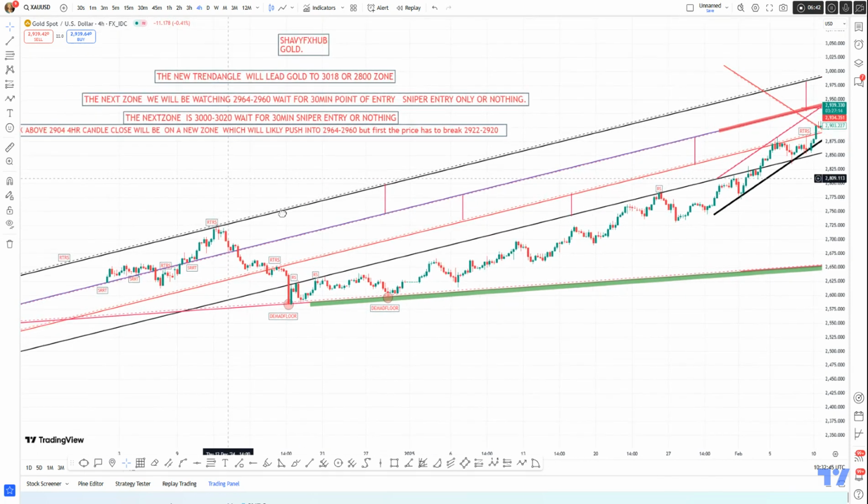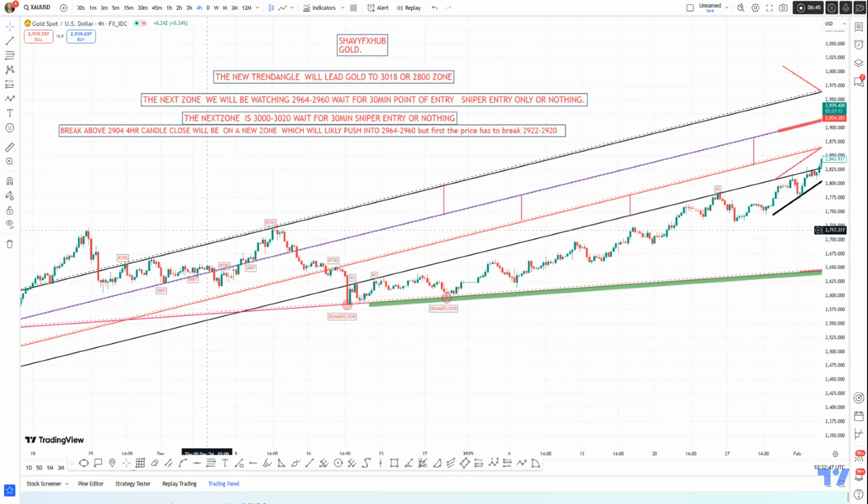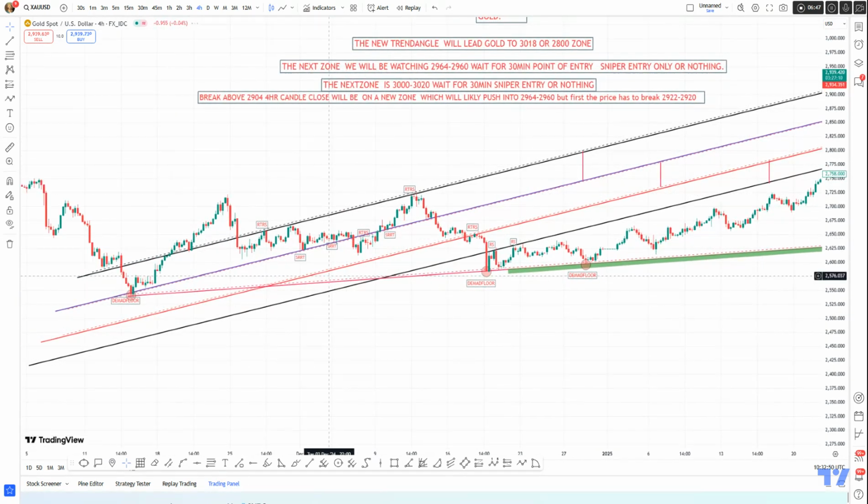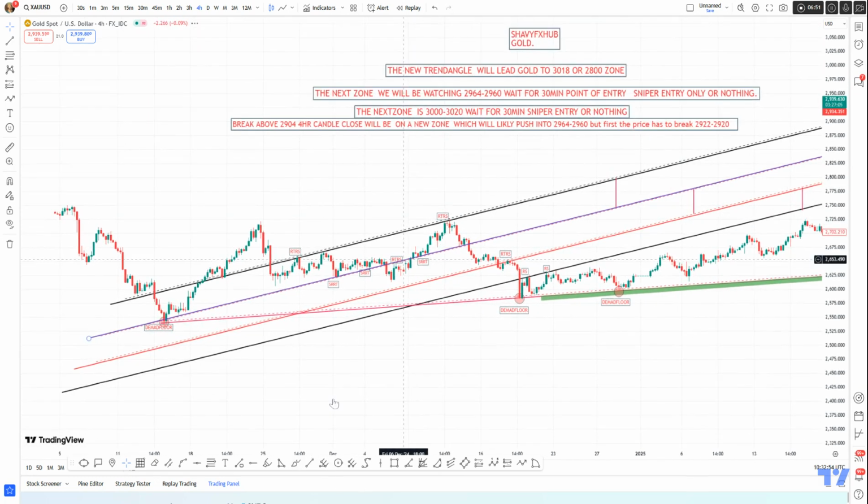Look at the structure of the market. Look at what the market has done. Look at the structure. Very beautiful structure. The final selling of gold will happen on this roof. That is where it will happen.